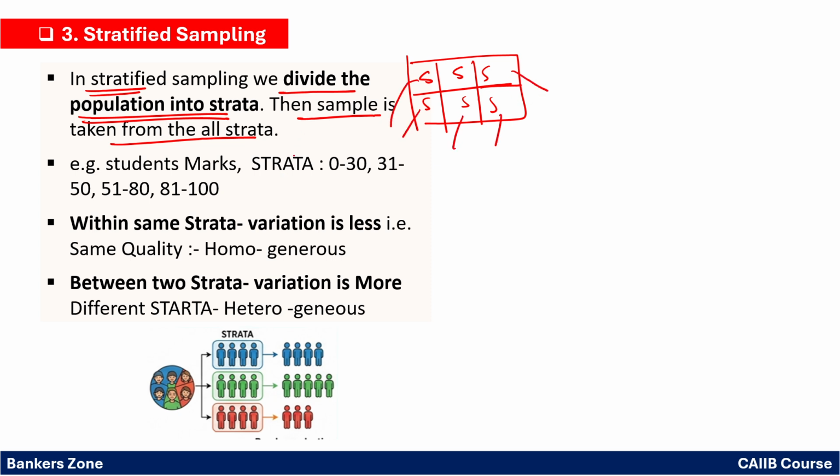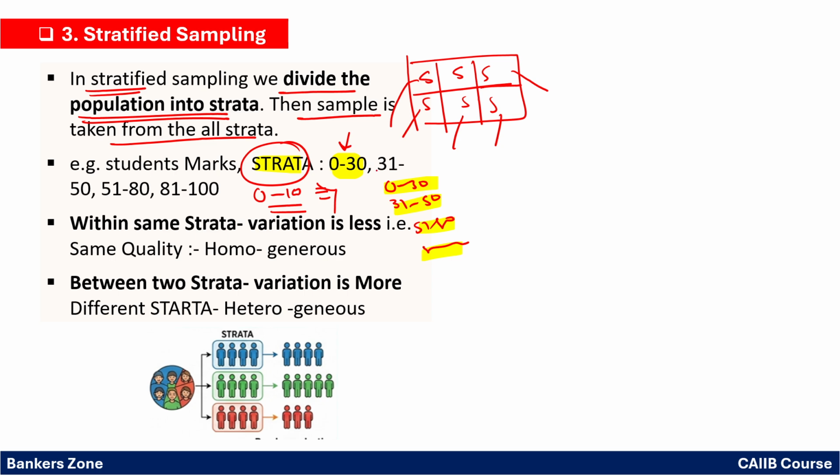For example, we have a population of students' marks from 0 to 100. We divide those 0 to 100 marks into different strata, say 0 to 30, then 31 to 50, then 51 to 80 and 81 to 100. These are the strata, the groups we have created. Now one thing you note: the students who get marks 0 to 30 are less clever.